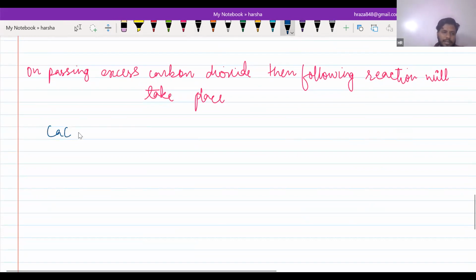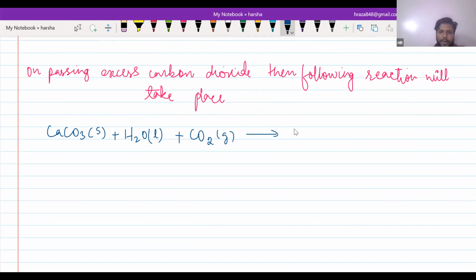You will get CaCO3, which is in solid state, and H2O, which is in liquid state. In the previous reaction this was the product, but if you pass excess carbon dioxide, in gaseous state, then this will form calcium hydrogen carbonate.